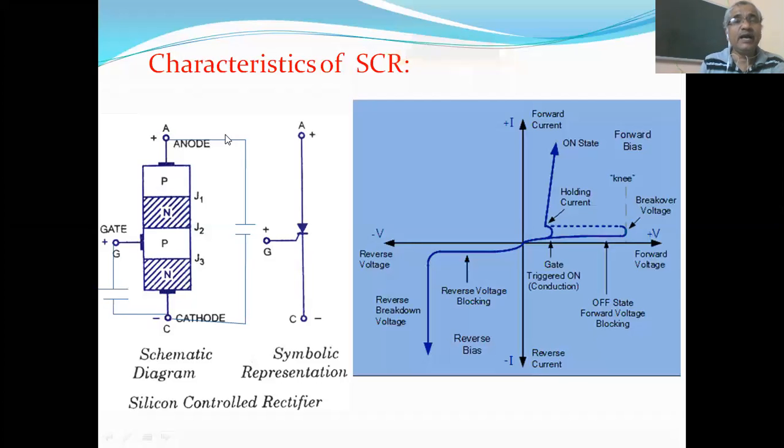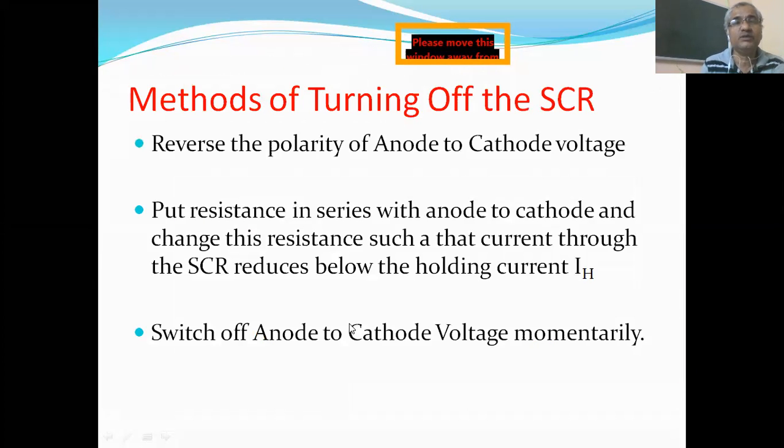so put a very high resistance in series with this anode and increase the value of this resistance in such a way that the current through the device is reduced below the holding current. Then the device is turned off. So this is the second method to turn off the device. And the third method is to switch off the anode to cathode voltage momentarily, for a small time. So using these three ways you can turn off the SCR.